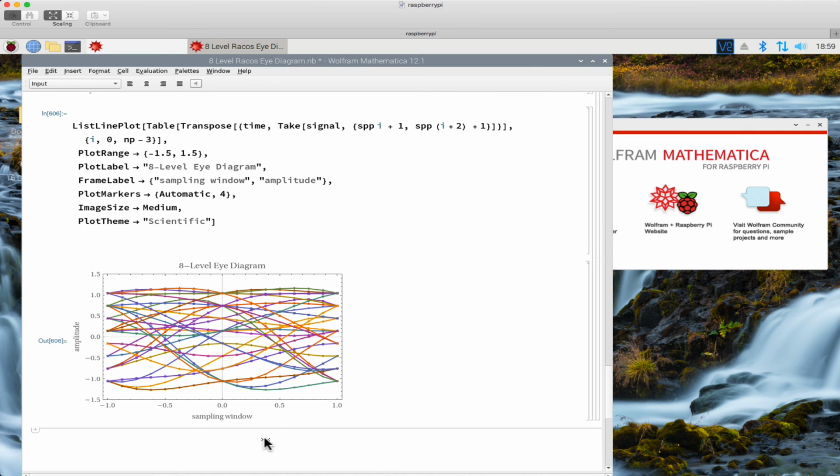However, if the timing is slightly off, the eye closes. And if we add a small amount of noise, the eye can also close.